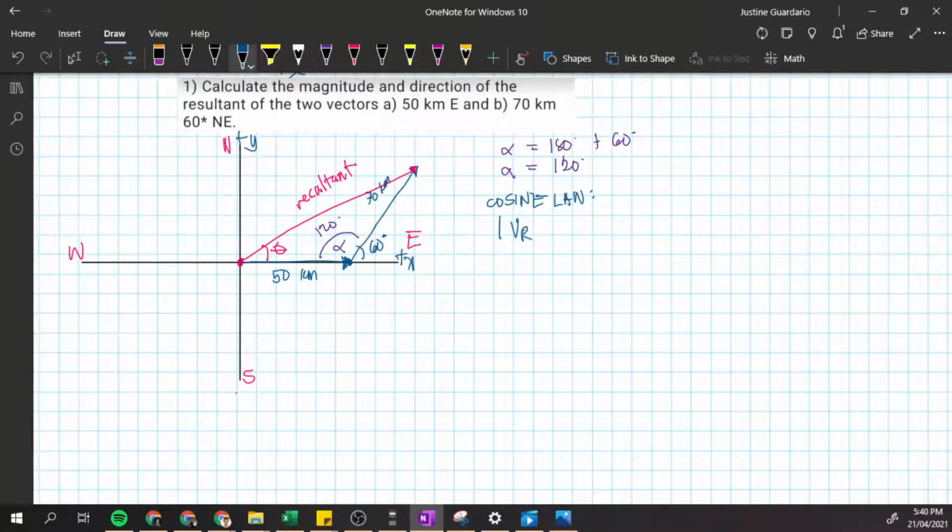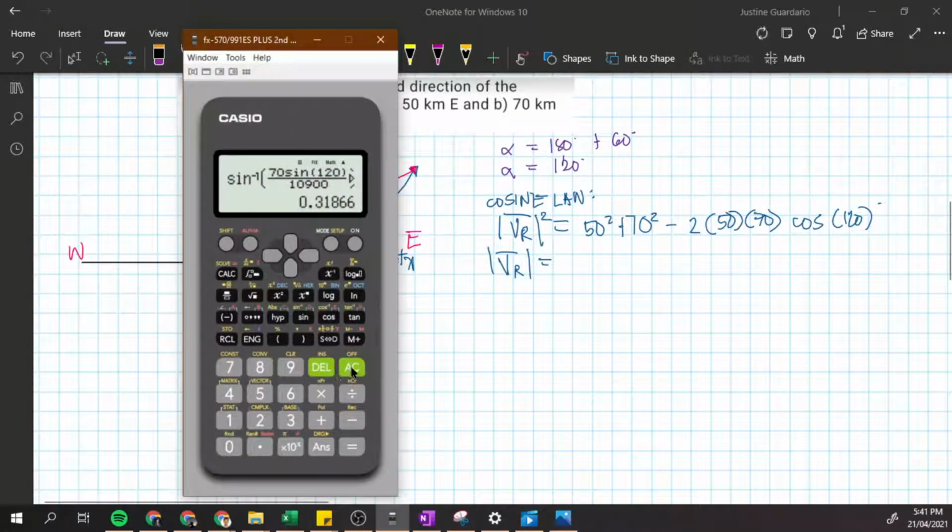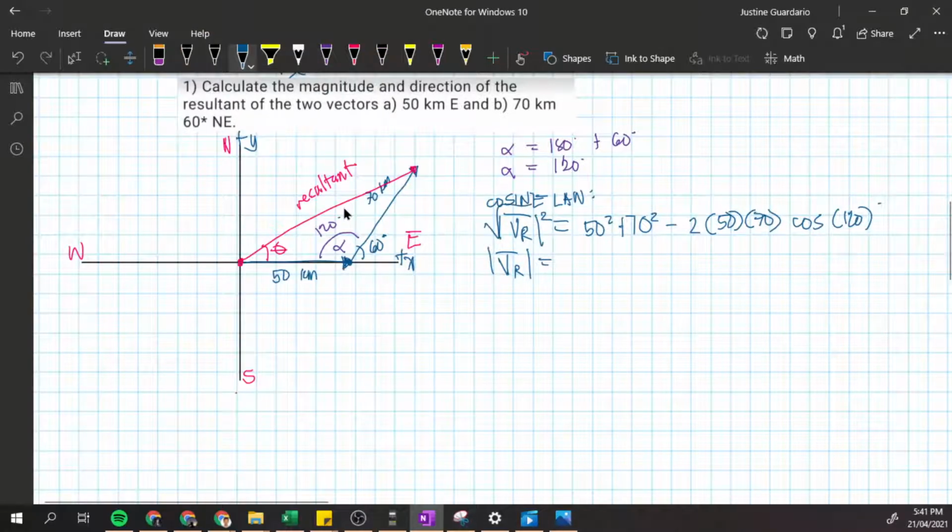So V resultant magnitude squared is equal to 50 squared plus 70 squared minus 2 times 50 times 70 cosine 120 degrees. Therefore, the magnitude of our resultant vector is equal to, calculate natin. So, that is equal to the square root of, since naka-squared tong VR square natin, we can take the square root of both sides of our equation. Maka-cancel na agad to.